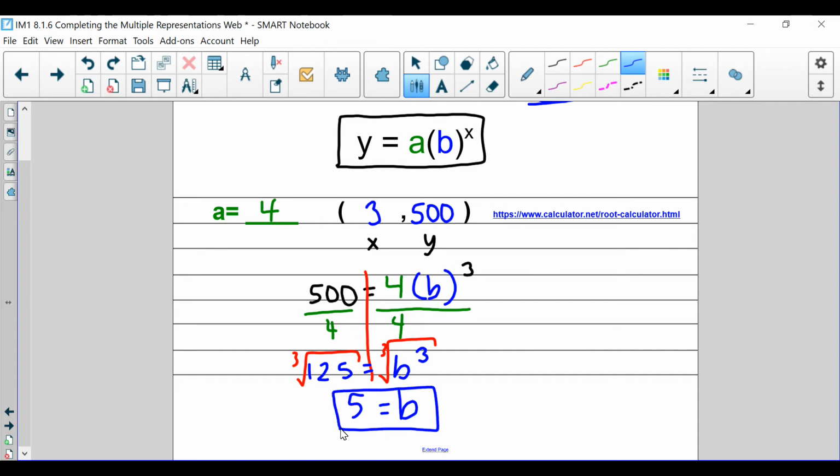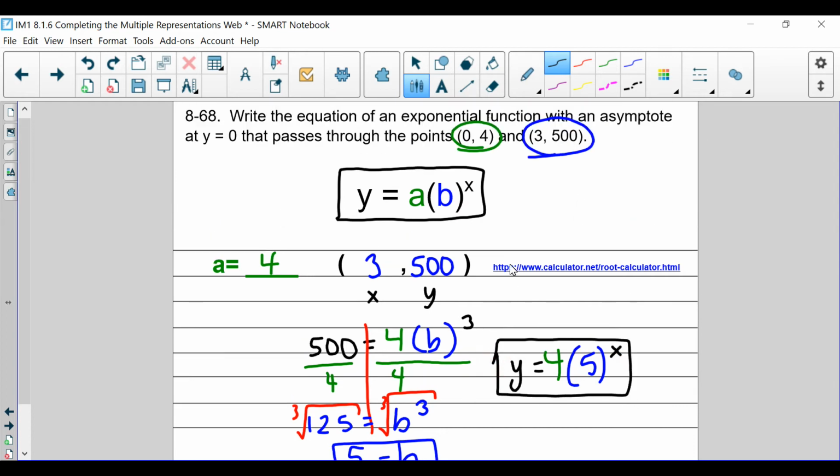Alrighty, wow, we've got everything we need. So we write it down. We go y is equal to a. What's our a value? Our a value is 4. So we write 4. What's our b value? Our b value is 5. So we write down 5. And then we raise that to the x power. And voila, we've got our generalized equation for this specific curve.